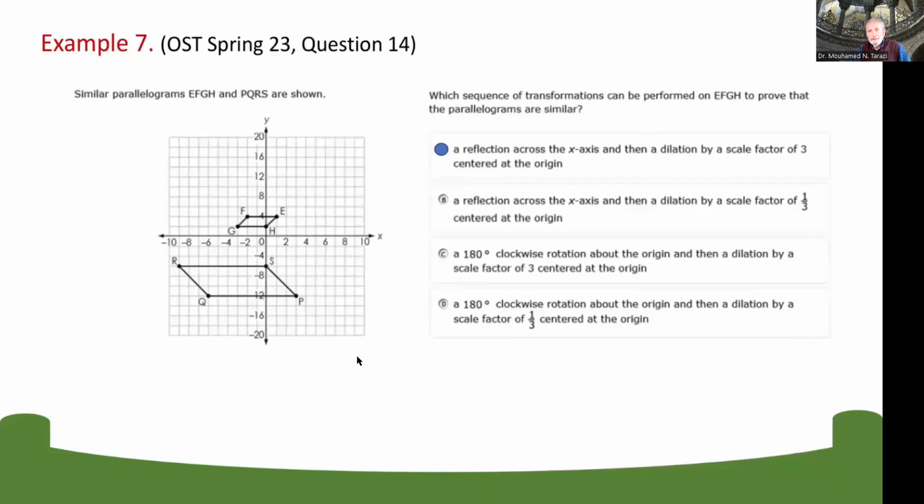So my answer is a reflection across the x-axis and then a dilation by scale factor of 3. So you see what we did? We canceled this because of this 1/3, and we canceled this because of this 1/3. And we're left with 2 options, and this happened to be the right option. If somebody starts with this, we found out that's not the right option.